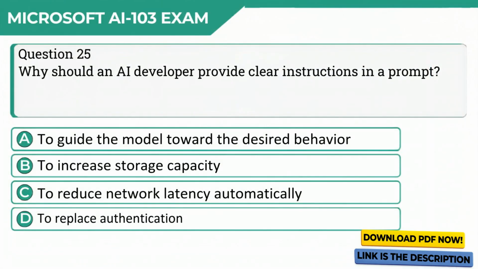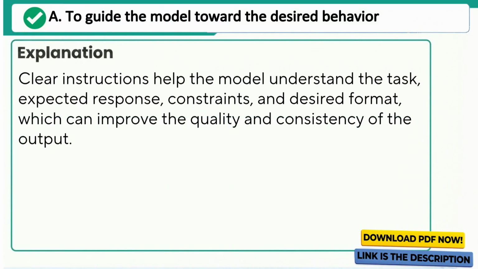Question 25. Why should an AI developer provide clear instructions in a prompt? A. To guide the model toward the desired behavior. B. To increase storage capacity. C. To reduce network latency automatically. D. To replace authentication. Correct answer A. To guide the model toward the desired behavior. Explanation: Clear instructions help the model understand the task, expected response, constraints, and desired format, which can improve the quality and consistency of the output.